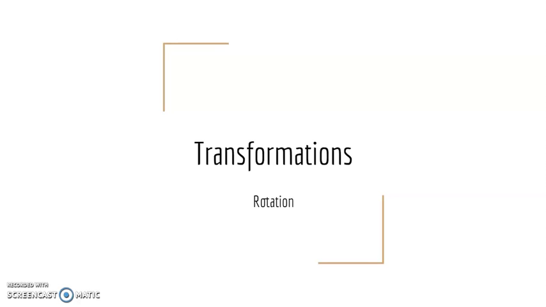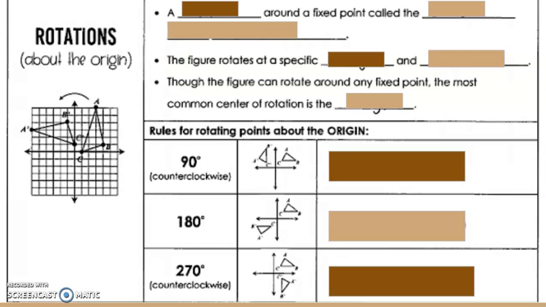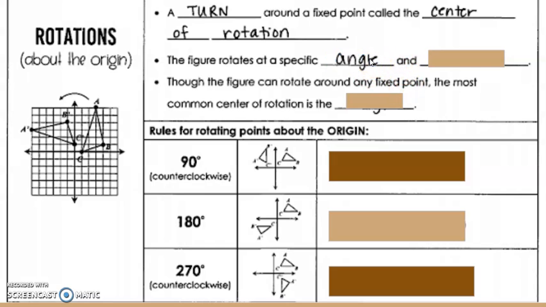Our very last kind of transformation is a rotation. When we have a rotation, that is when we are turning around a fixed point called our center of rotation. The figure rotates at a specific angle and a specific direction. Though the figure can rotate around any fixed point, the most common point is our origin. So that's what we're going to look at.